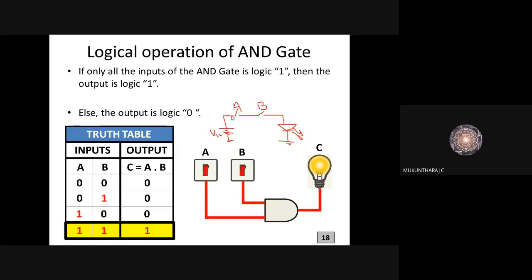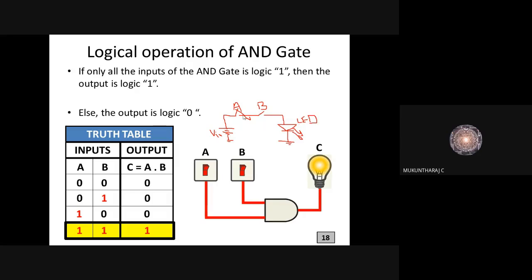Here we have two switches, A and B. If I am closing the switch A only, what will happen? Then the status of the LED is off, right? Because the two switches are connected in series. If the switch A is closed, then B is open. Then there is no closed path in the circuit, so there is no current flow through the circuit. Then the LED will be off, right?